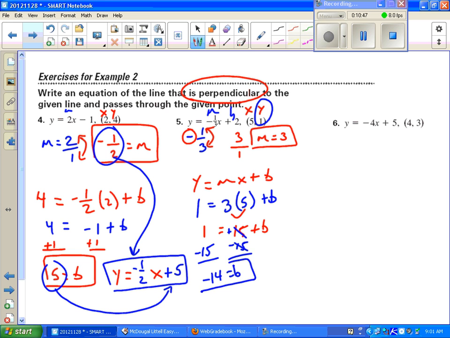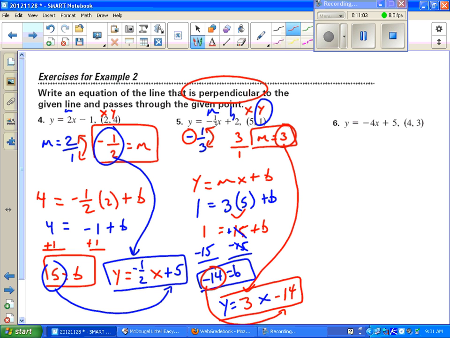So you have an m and you have a b value. So y equals, skip yourself a space and put your x. Your m value is 3, so mx plus b will be 3x. Your b value is a negative 14. So plus a negative 14 is the same thing as minus 14. Y equals 3x minus 14.